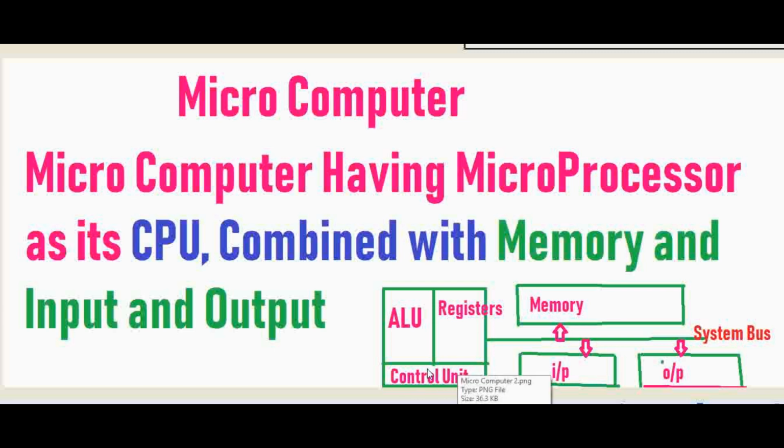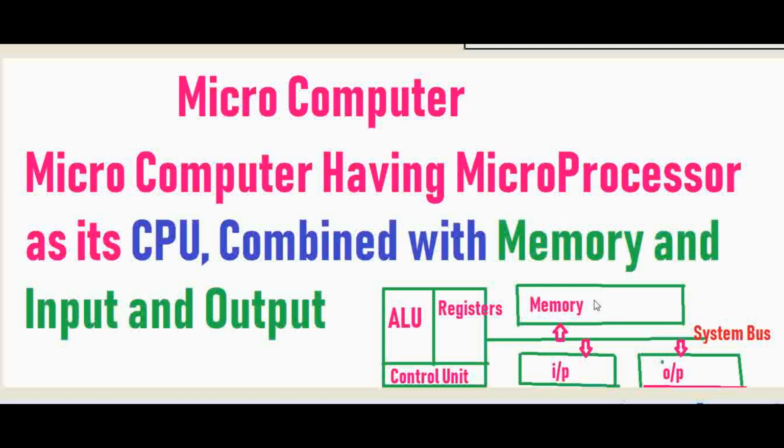And we have the control unit. The control unit is used for controlling all the operations, input operation, output operation, processing operations. And we have the arithmetic logic unit. This arithmetic logic unit is used for performing the arithmetical and logical operations by the processor.